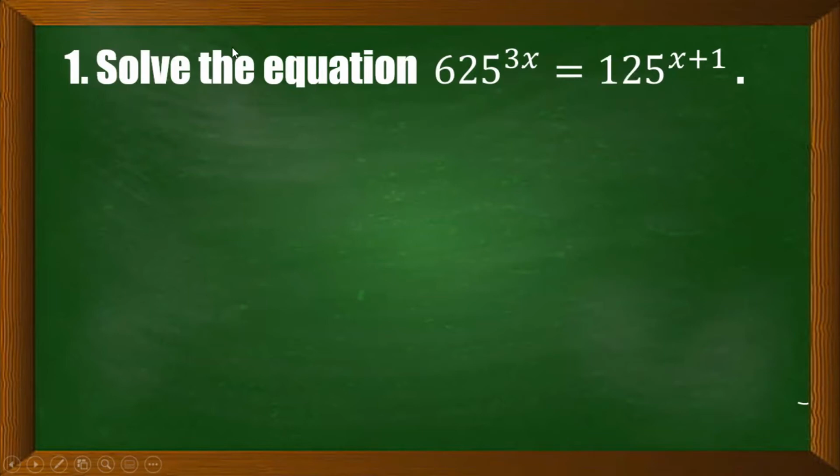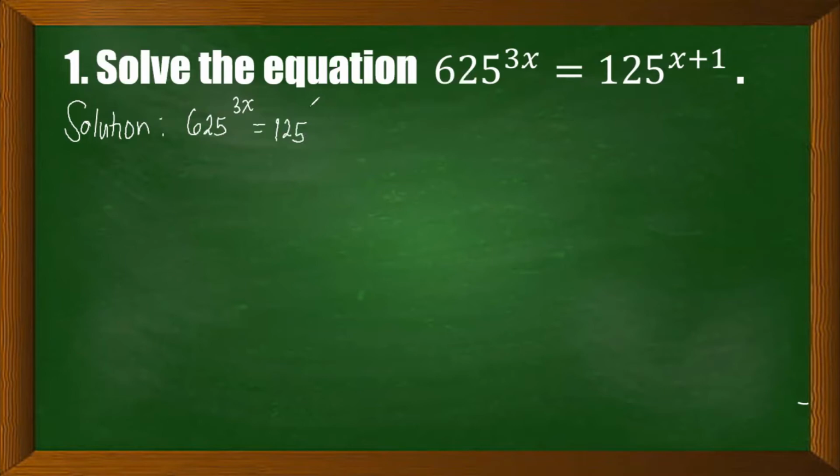So we start with the first step of our solution. Okay, so we copy first the given equation: 625 raised to 3x is equal to 125 raised to x plus 1. What we are going to do next is to rewrite 625 and 125 to come up with the same bases.